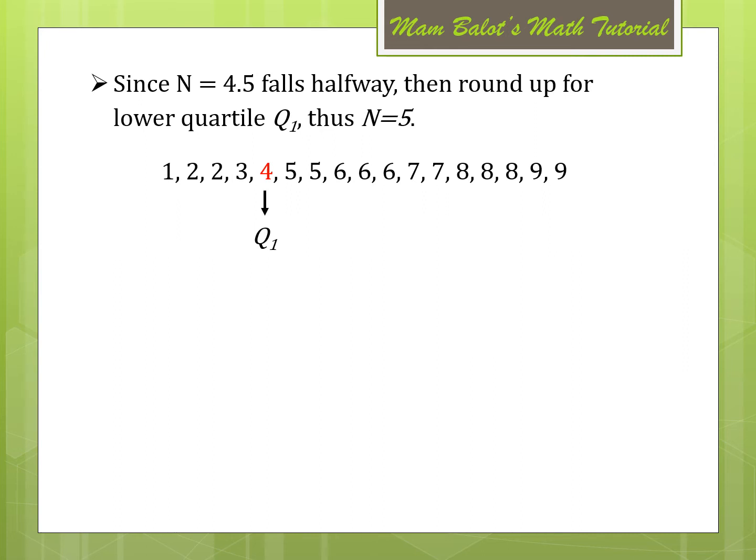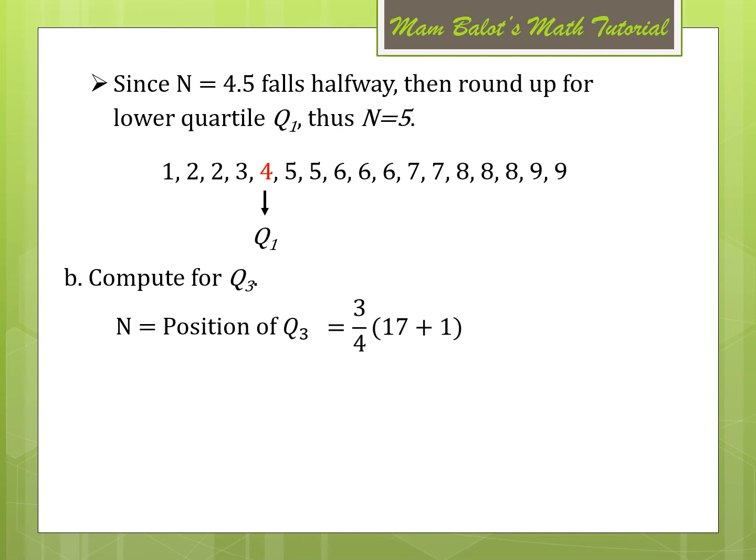Then we compute the third quartile. Following the steps, we have already arranged our data, so we will go directly to solving for n, the position of the third quartile. Since our k is now equal to 3, substituting to the formula, we have 3/4 times 17 plus 1. So 17 plus 1 is equal to 18, and then 3/4 times 18 is equal to 13.5.